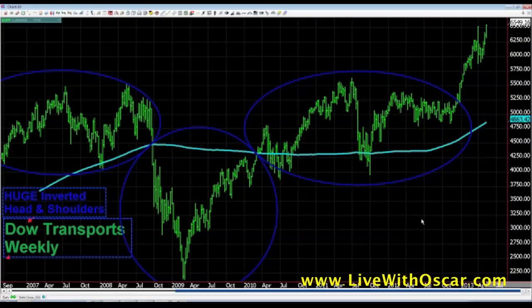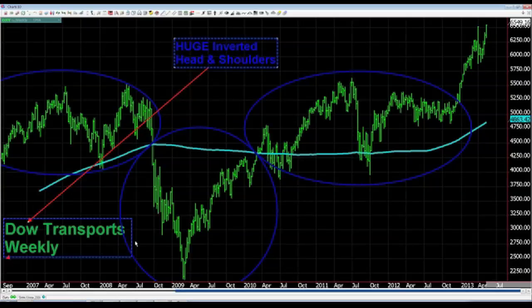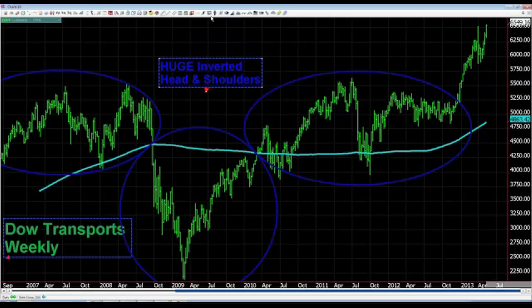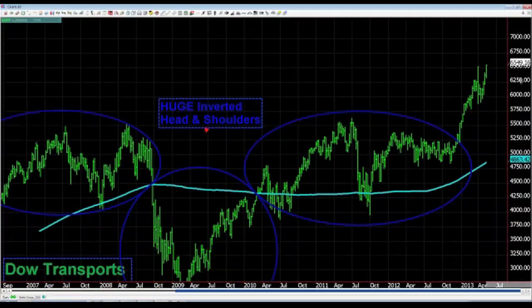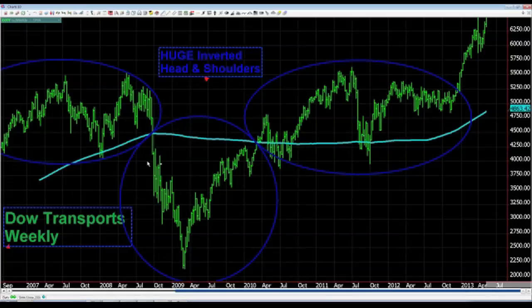Then there's the weekly. Look at the weekly transportation average, a huge, huge inverted head and shoulders in the Dow Jones Transportation Average. The whole time the shoulders are maintaining their posture above the 200 bar moving average. The projections are over 7,400 in the transportation average. Way, way up there, over 7,400 are the projections off of this inverted head and shoulders in the transportation average.